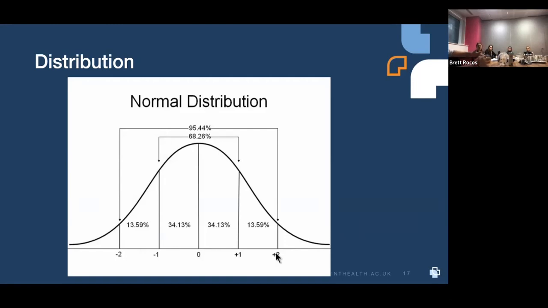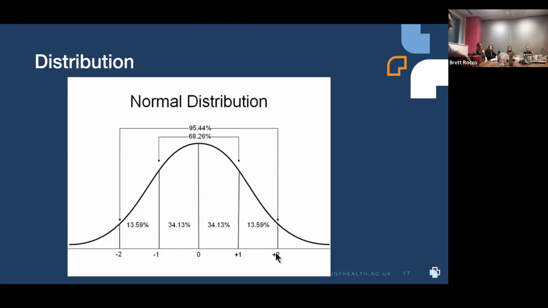Within two standard deviations, you have 95.4% of the data, which is why your 95% confidence interval is plus or minus 1.96 of the standard deviation for your sample. For a population, it's the standard error of the mean. Why it's not just two. Okay, so the normal distribution.